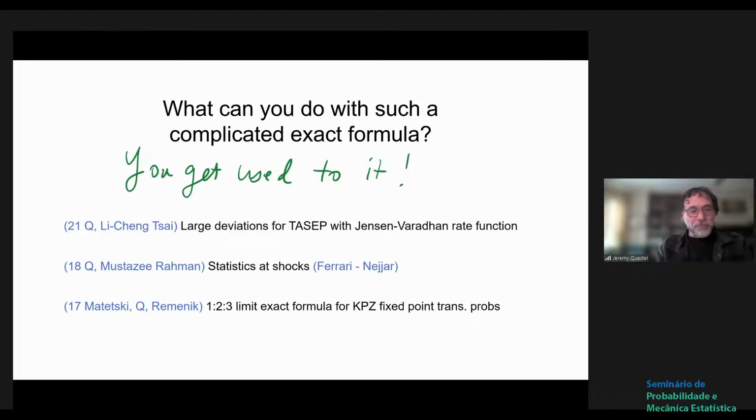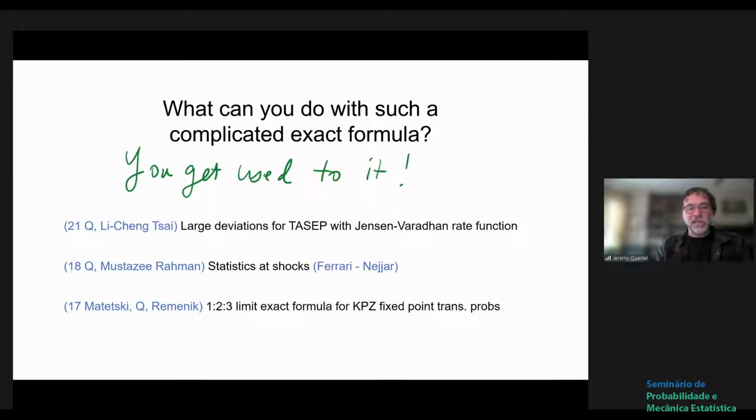So with Li-Cheng Tsai, we were able to solve this famous problem of Jensen and Varadhan, the large deviations from the Burgers scaling limit of TASEP. The probability to see a non-entropy solution is governed by the Kruzhkov entropy production. So that can be done using this. It's not direct, but it is hiding inside this exact formula.